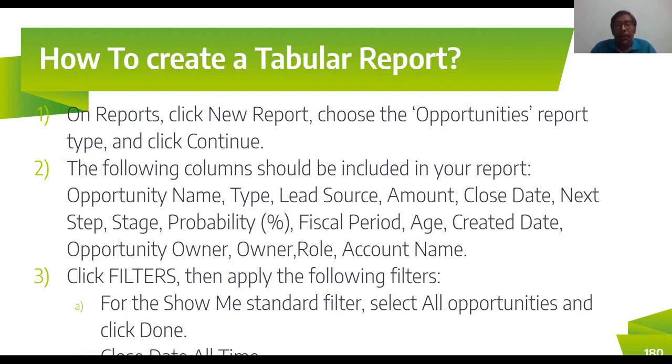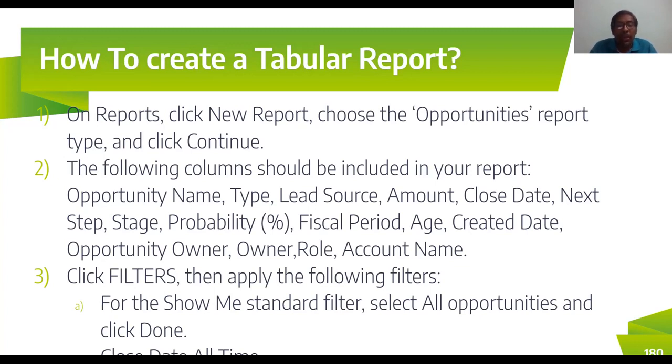For creating a tabular report, I'm going to choose an object called opportunity, right? Choose the report type and click continue. The following columns should be included in your report: opportunity name, type, lead source, amount, close date, next step, stage, probability, fiscal year, age, created date, opportunity owner, then role, account name, and so on, right?